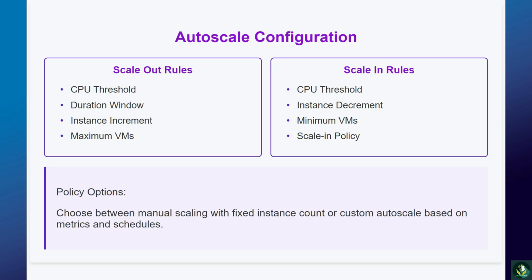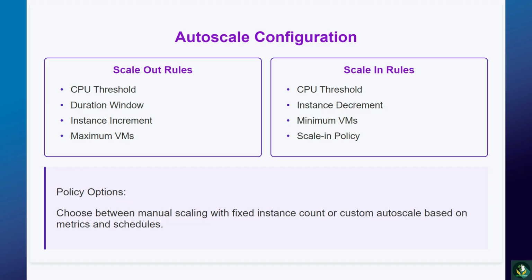Scale-out configuration. CPU threshold setting determines when to add instances, typically set between 70 and 80%. It should reflect application performance requirements. Consider a buffer for sudden spikes. Duration window is critical for stability, typically 5 to 10 minutes.